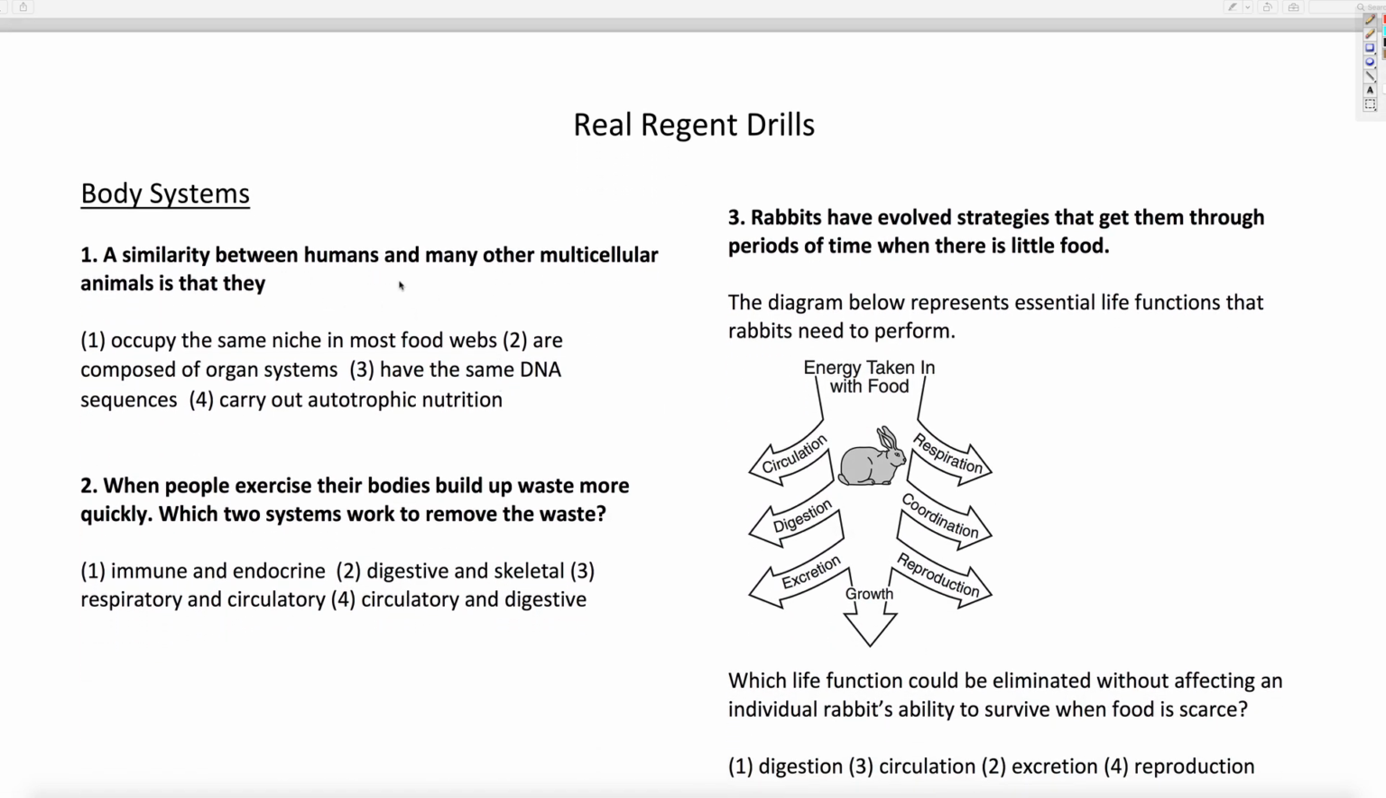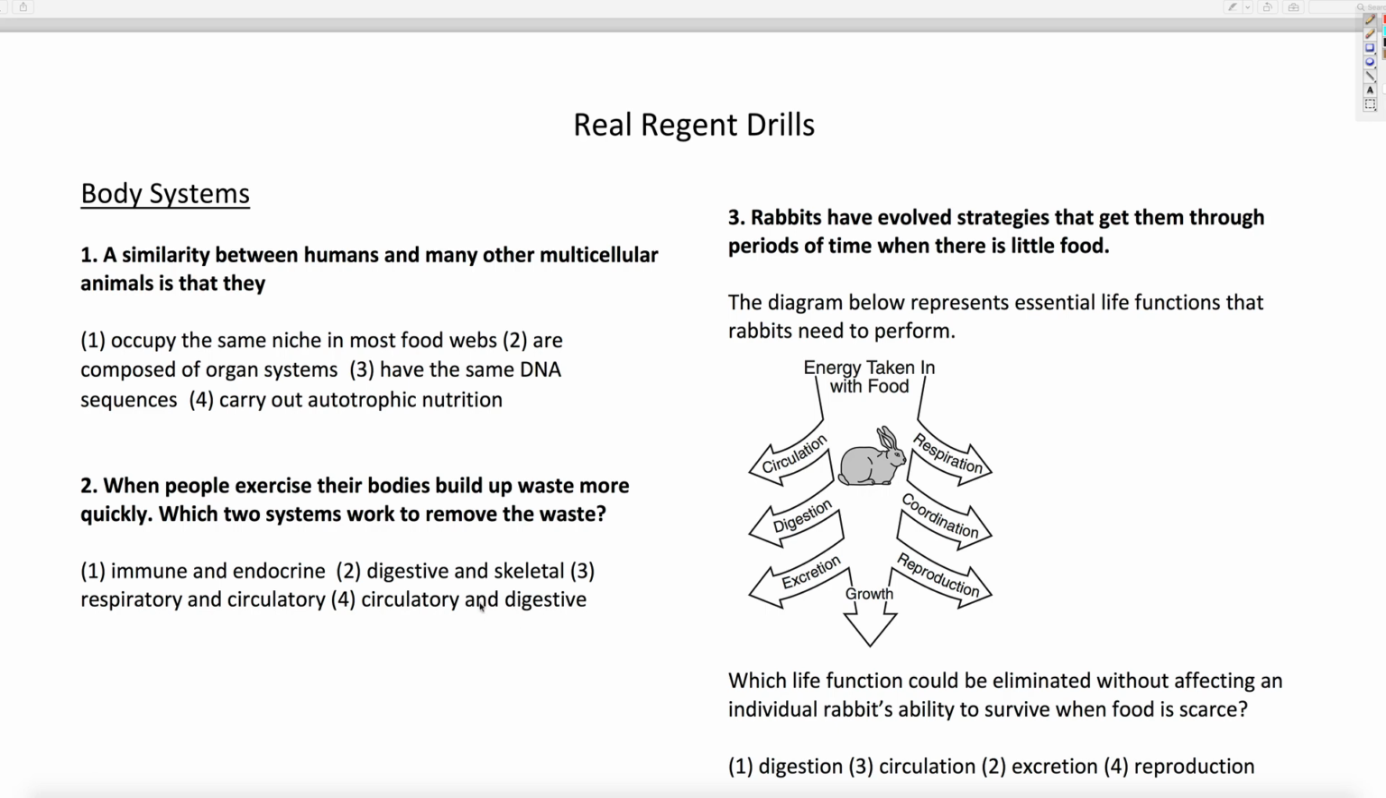Similarity between human and other multicellulars is that they are composed of organ systems. So that's 2. When people exercise, their bodies build up waste more quickly. Which systems remove the waste? So the answer is going to be the respiratory and the circulatory, I guess. Not 4. The skeletal system, that's like the bones. No, 4. Oh, circulatory and digestive.